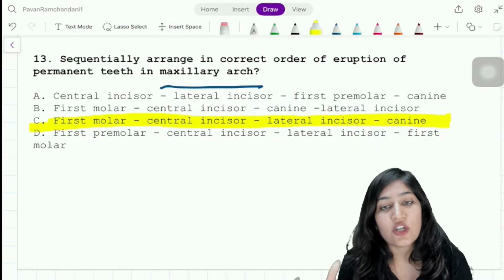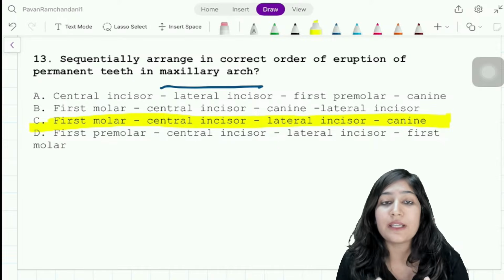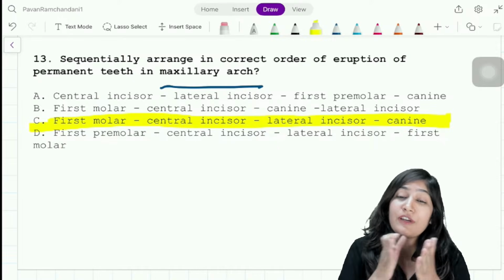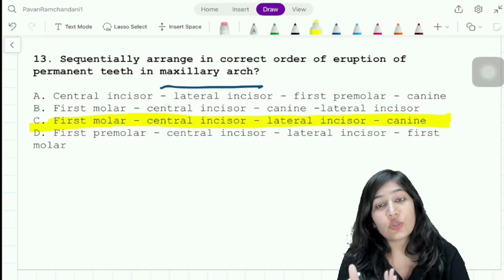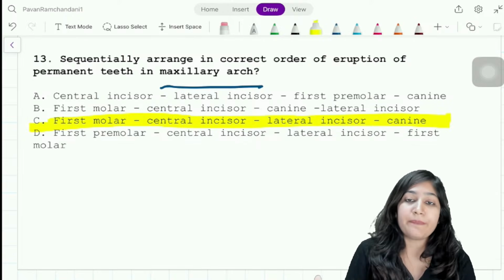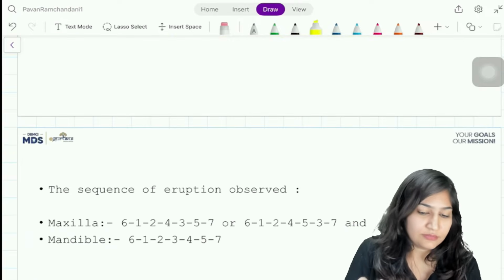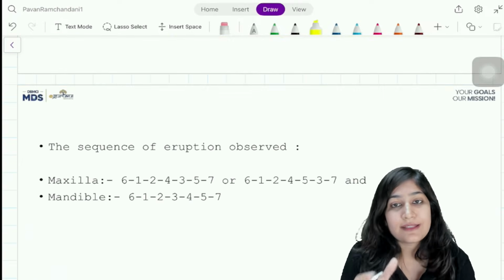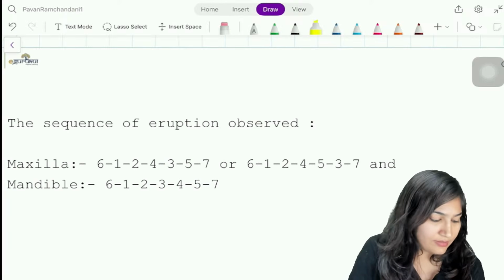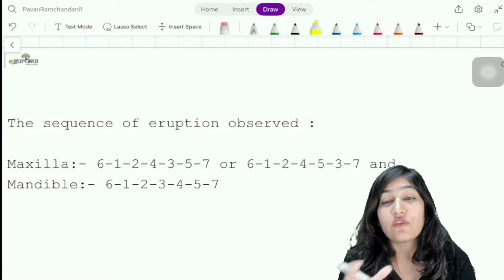Yes, Akash, you are also correct. C and A both are correct answers, but more apt is option C here, as first molar is also given. If first molar would not have been given here, then you can opt for option A. But basically, A and C both are correct here. But more apt is C here. Yes, HSD is correct. He has given the sequence also for the maxillary arch.